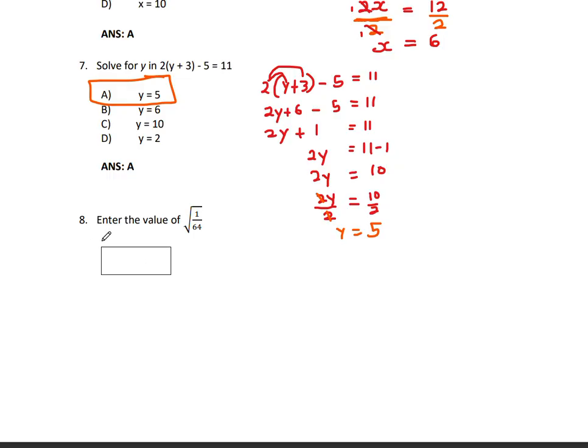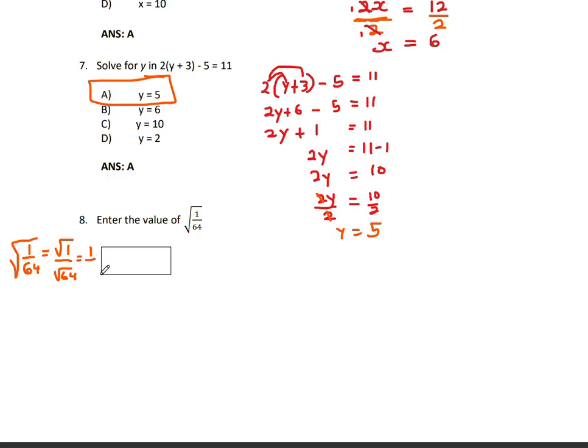And in the final question, in this particular installment of this SBAC series, we're asked to enter the value of the square root of 1 over 64 in this box here. So I'm going to write here square root of 1 over 64. Now the square root of 1 over 64 can be expressed based on the laws of algebraic operations. It can be expressed as the square root of the numerator, the top part of the fraction, divided by the square root of the denominator.